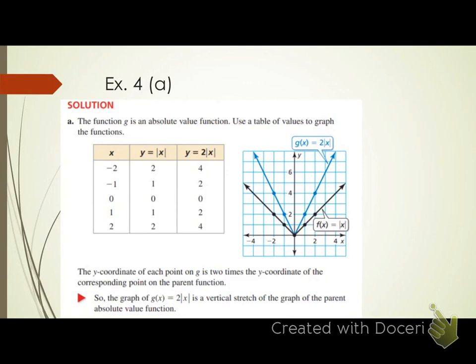Does that make sense? So, the y-coordinate of each point on g is 2 times the y-coordinate of the corresponding point on the parent function. So the graph of g of x equals 2 times the absolute value of x is a vertical stretch of the graph of the parent absolute value function. Does everyone see that?